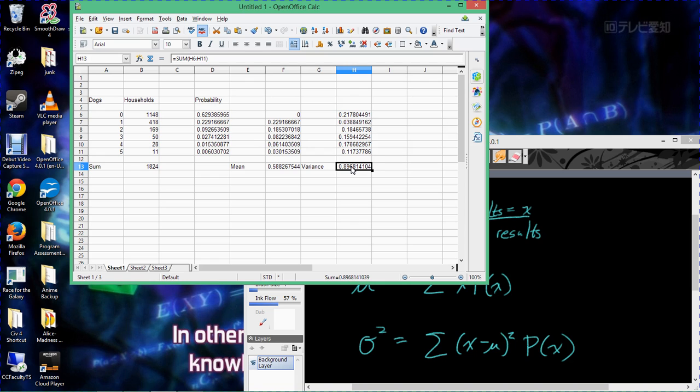That's your variance. If they also want to know standard deviation, standard deviation is the square root of variance, so you just say equals square root of variance. So that would be your standard deviation.